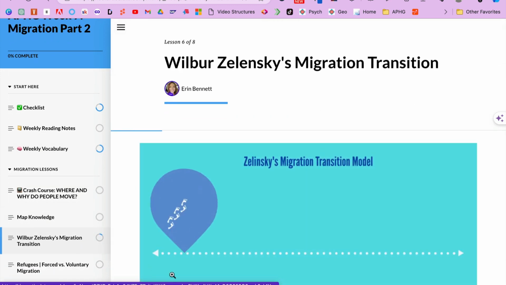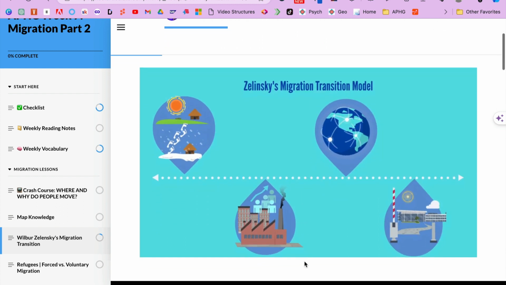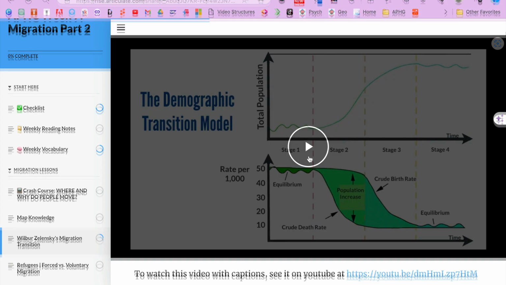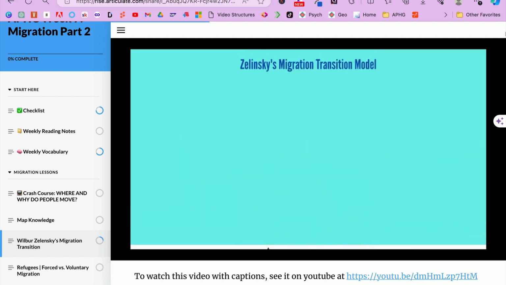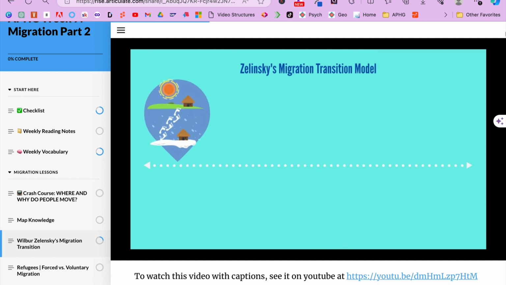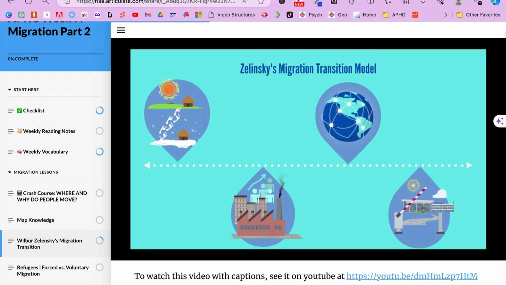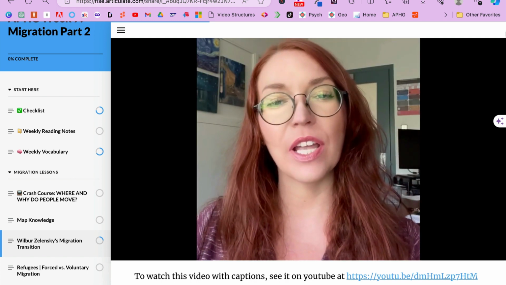So let's take a look at Wilbur Zelinsky's migration transition model. Zelinsky proposed that migration patterns follow stages similar to the demographic transition model. Essentially, as a country evolves economically and socially, so do its migration trends. Cool, right? But what does each stage look like?